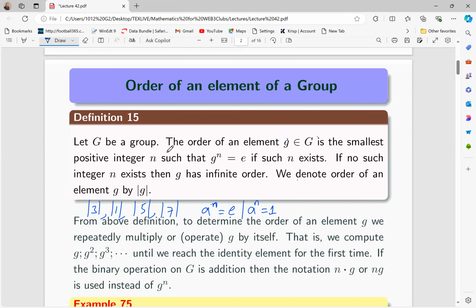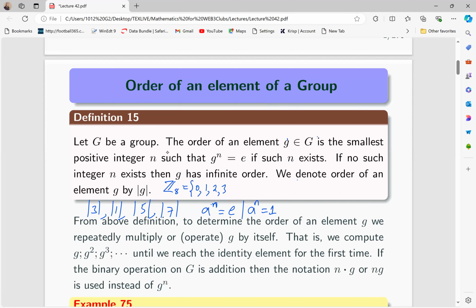Now, if the group is additive, for instance, I'm talking about this group, which is an additive group. You can see there's no star. So this has elements 0, 1, 2, 3, all the way up to 7. These are the elements there. So you're asking, what is the order of 0, for instance? What's the order of 1? What's the order of 2? What's the order of 3, and so on, up to what's the order of 7? So that is a question.